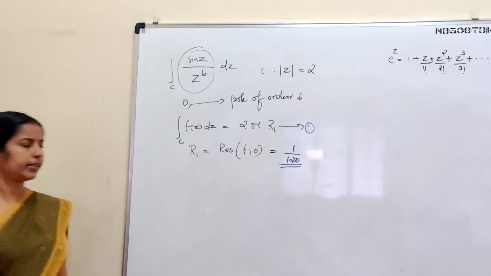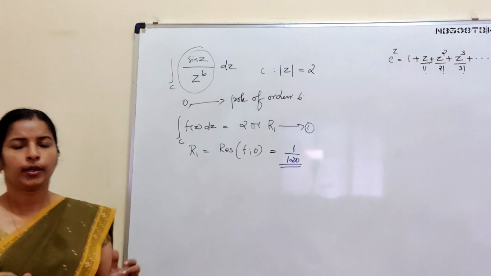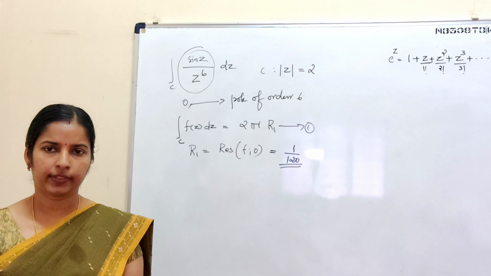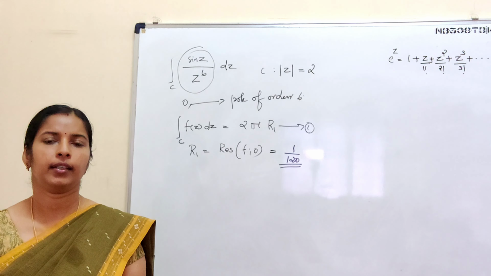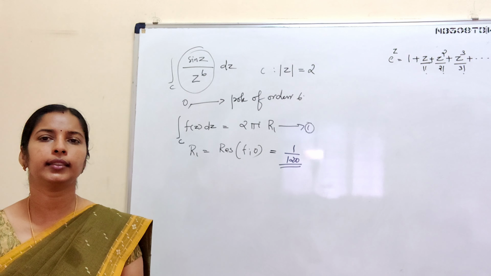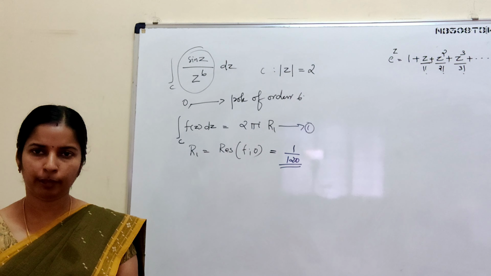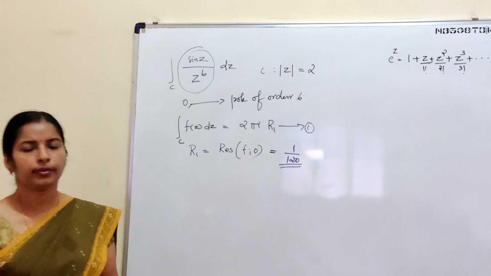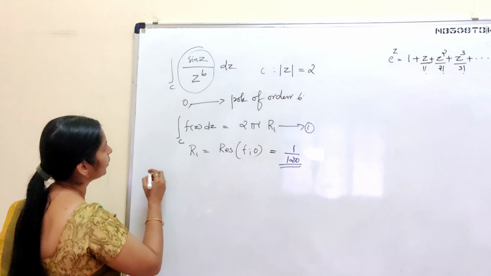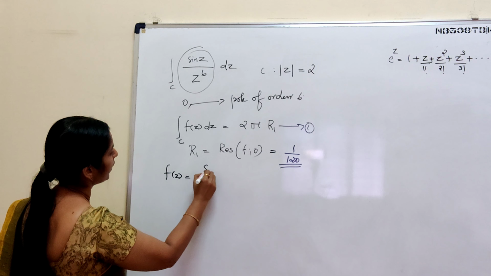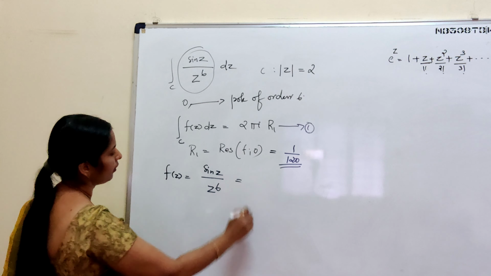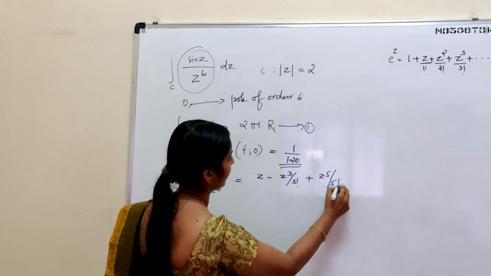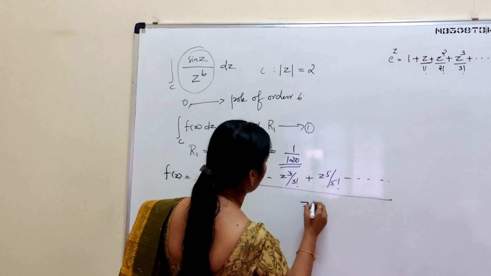You can also find the residue from Laurent series expansion. See, we can find the residue at any singularity of f z from the Laurent series expansion of f z. If it is a pole, we have two methods for finding its residue: one from Laurent series expansion and the other from the ready-made equations. So here also you can find the residue by Laurent series expansion. We have sin z is z minus z cube by 3 factorial plus z raised to 5 by 5 factorial minus etc., whole divided by z raised to 6.